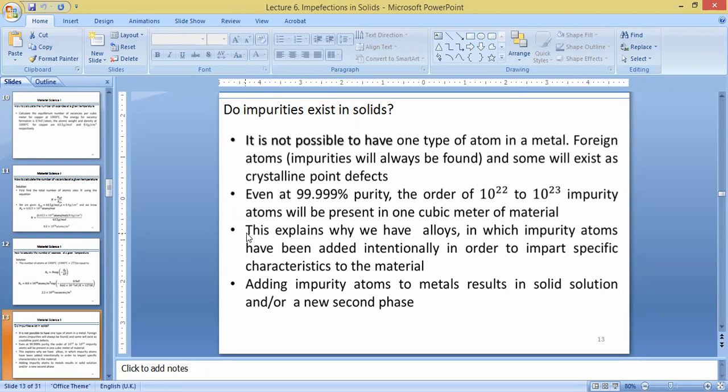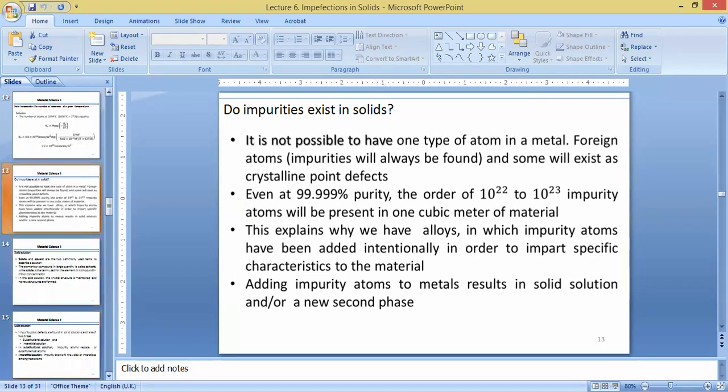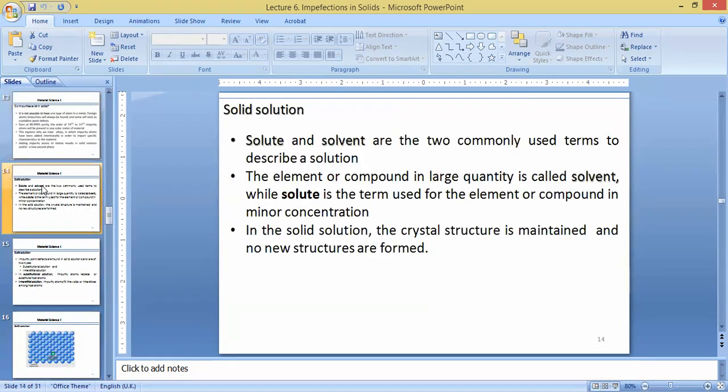Okay, so this explains why we have alloys in which impurity atoms have been added intentionally in order to impart specific characteristics to the material. So we'll look at that in our next topic. Adding impurity atoms to metals results in solid solution and or a new second phase. So that's what we're supposed to cover under phase diagram. So coming to a solid solution, what do we understand by a solid solution?